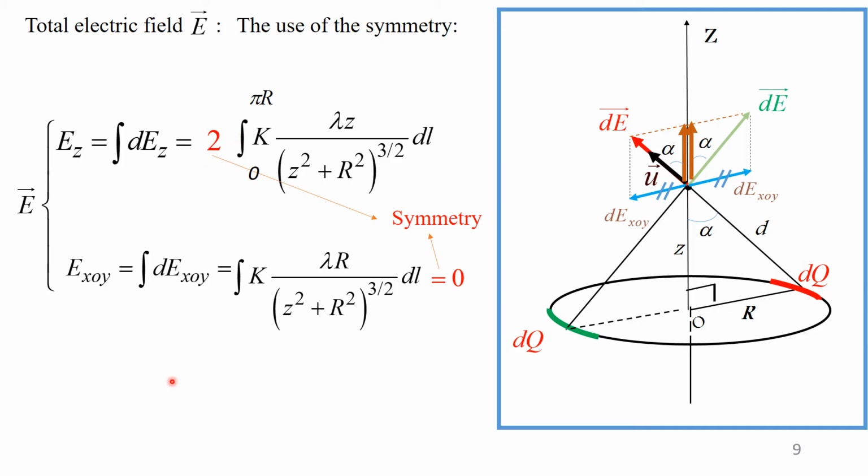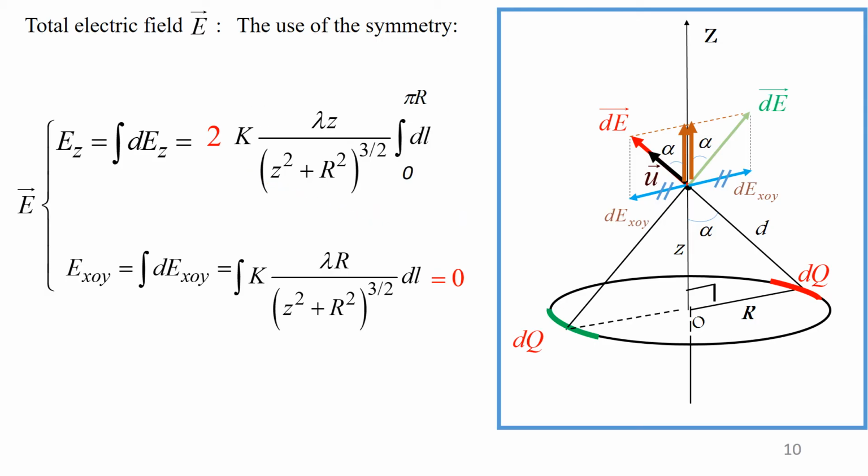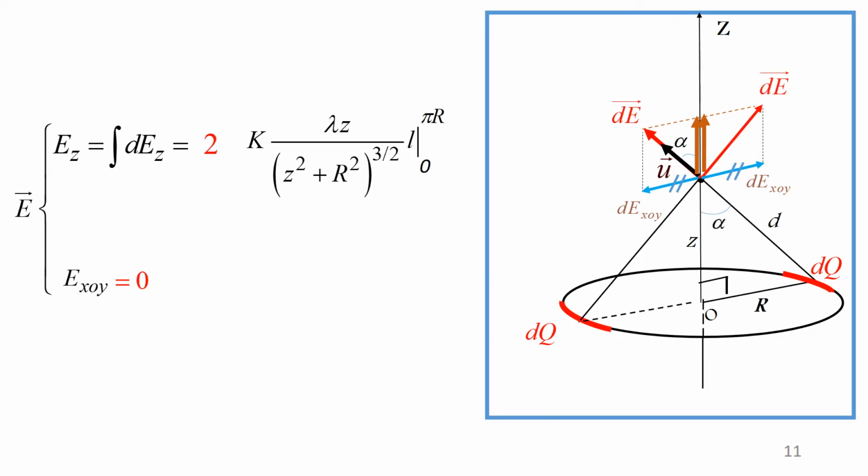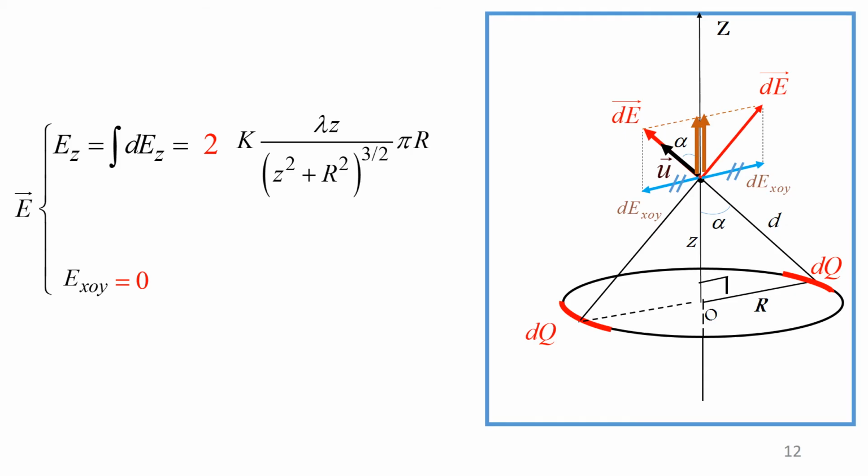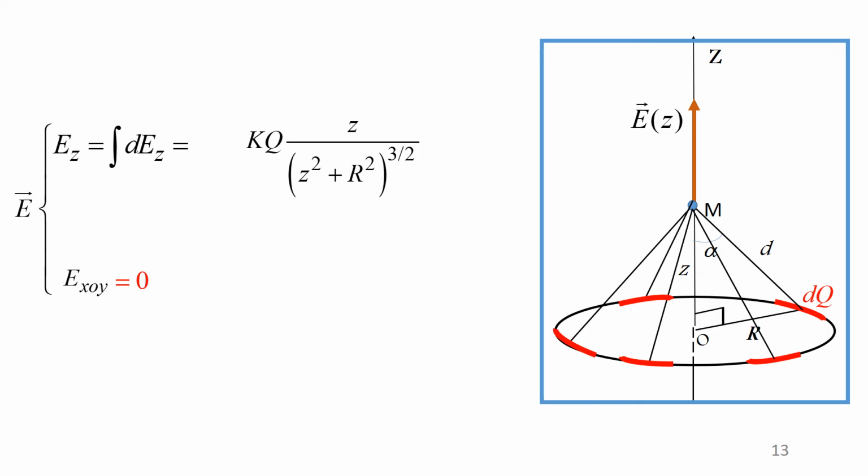Now z, lambda, r, k are constant with respect to L, so we can take them out of the integral. The integral of dl is equal to L between 0 and pi r. We replace, and we can put this result as a function of q. Here is the final expression of Ez.